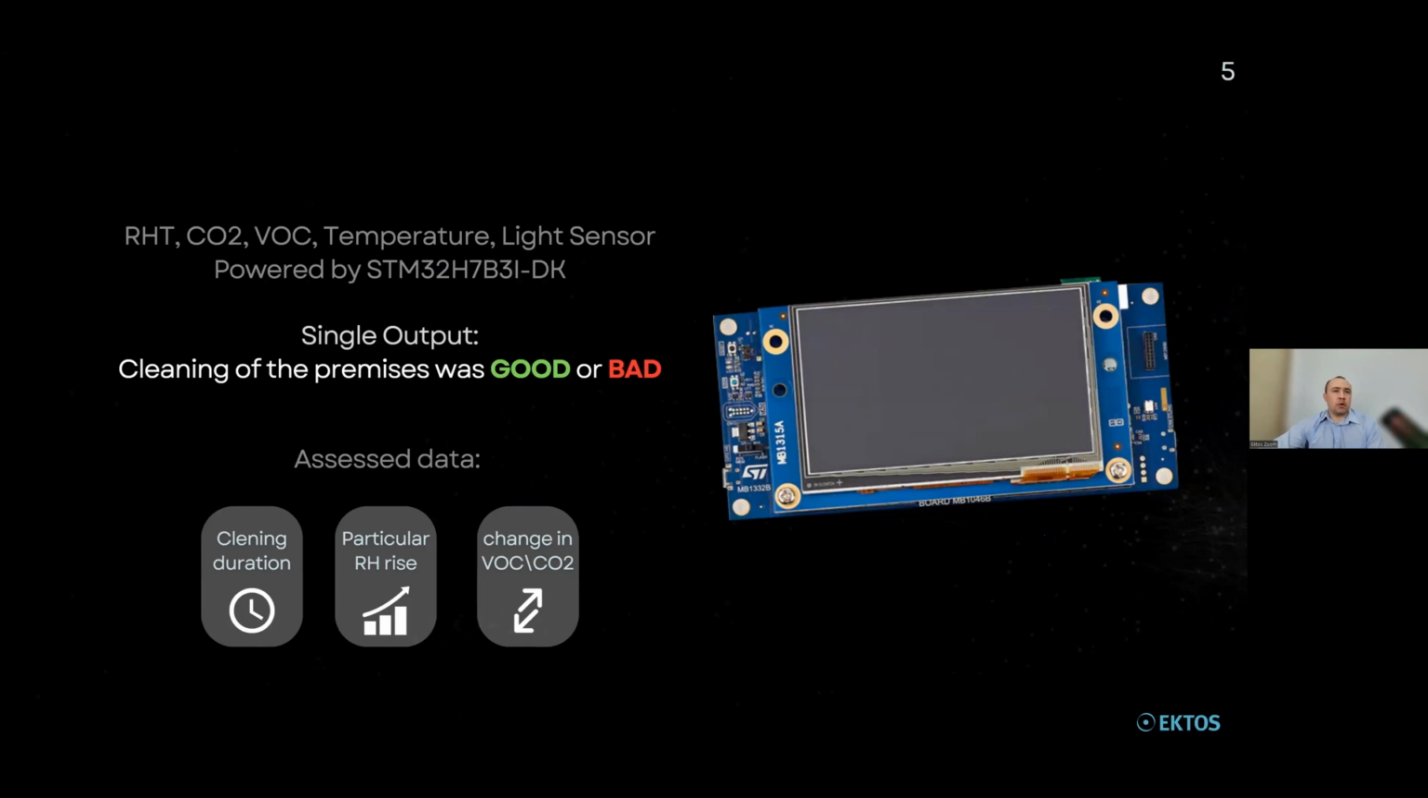The task we have solved with my team that we really want to present today was the detection of proper cleaning at the premises. So the idea is very simple. We have some data that we can analyze in terms of cleaning duration, relative humidity rise, and then change in volatile organic particles and CO2. And by analyzing that, we can inform one single bit of data saying if the cleaning of premises was good enough or not. So that was the solution we have done.